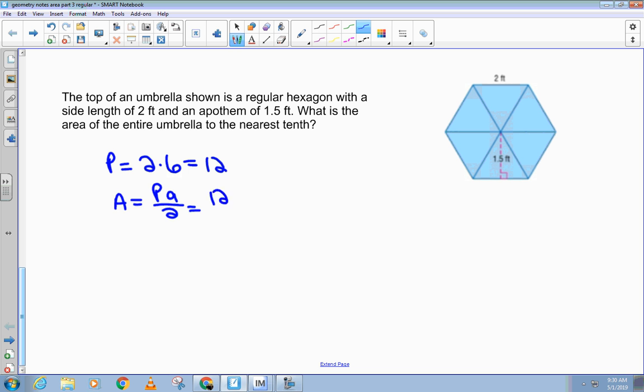So we would take the perimeter. What's my apothem? 1.5, divided by 2. So 12 divided by 2 is 6, times 1.5. And that gives me 9.